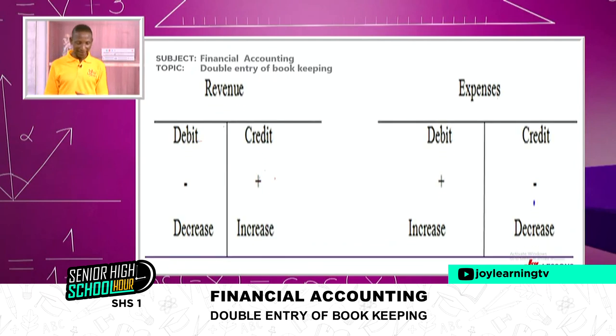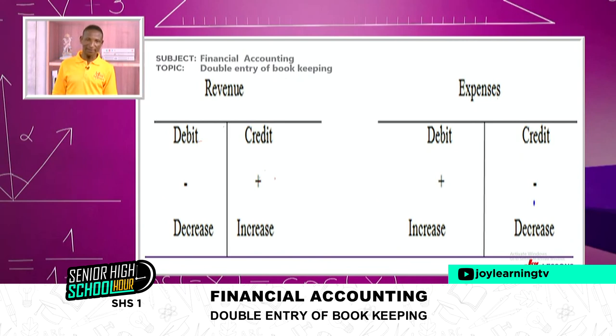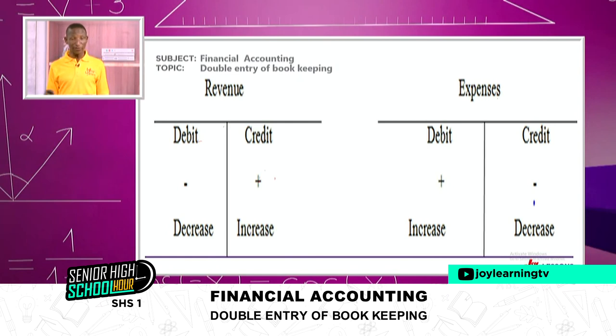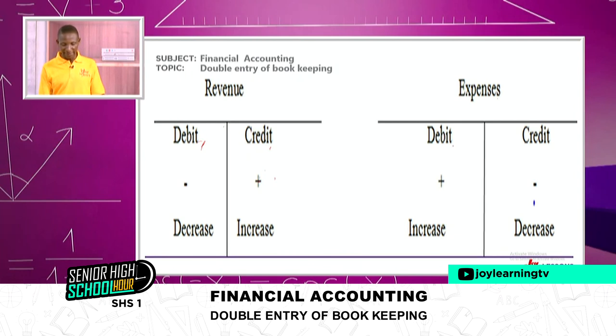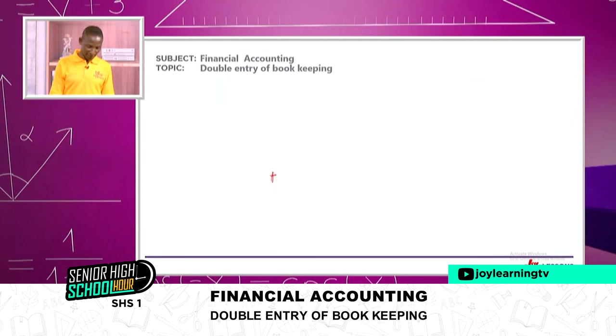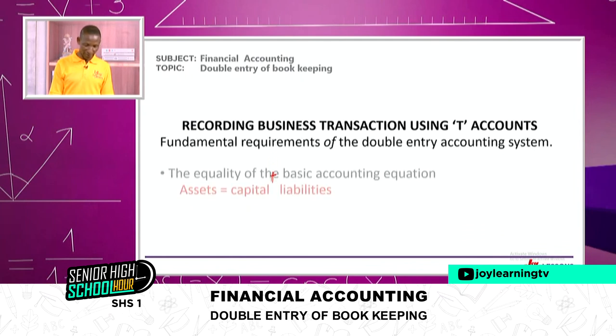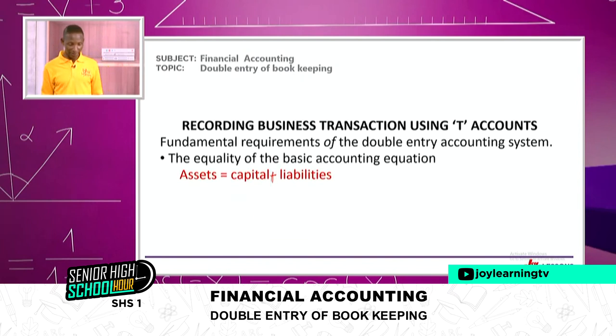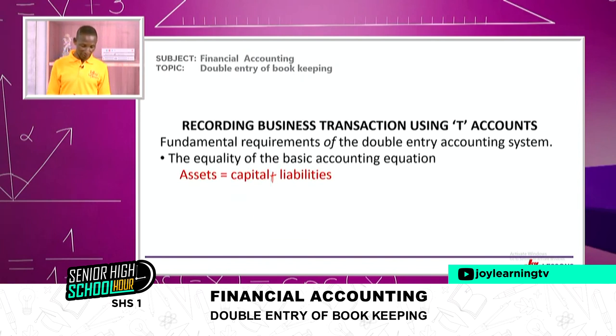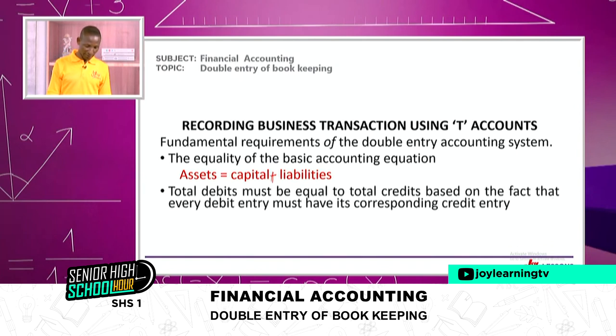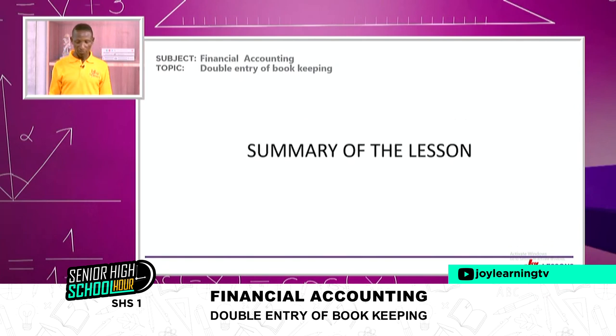And then the diagram on revenues and expense. So when your revenue is increasing, you credit. Decreasing, you debit. Your expenses are increasing, you debit. Decreasing, you credit. Now, recording of business transactions using the T account, we talk of the equations. The equation should balance. Your debit should be equal to your credit.